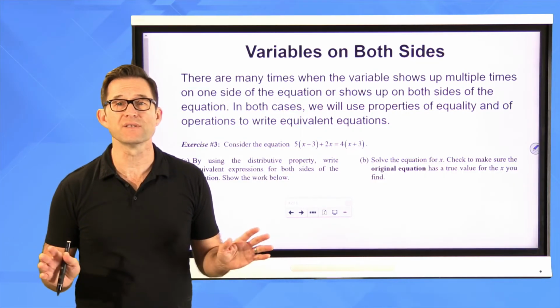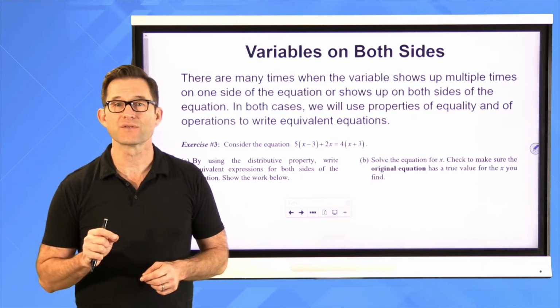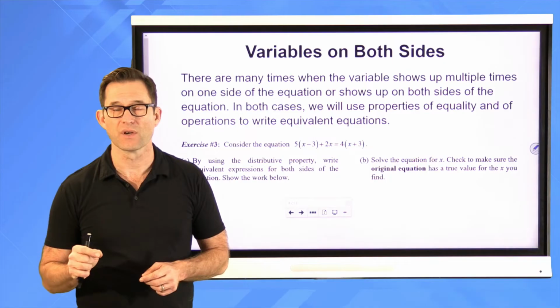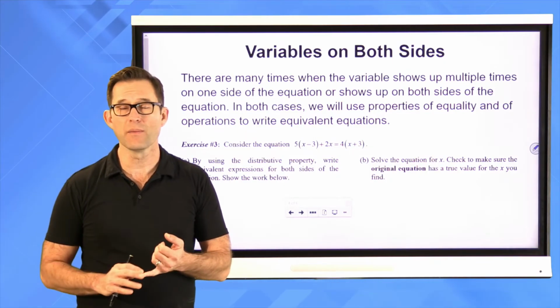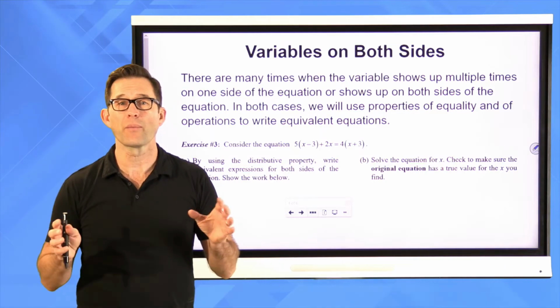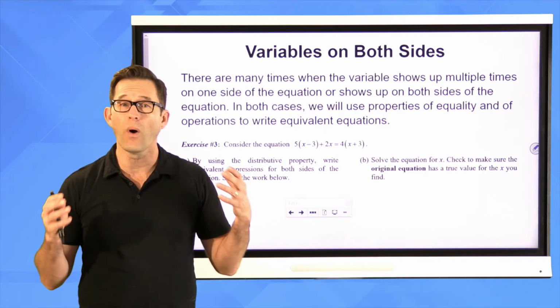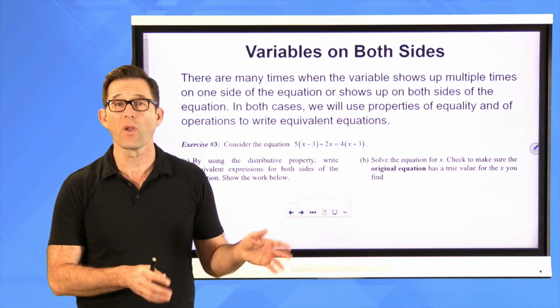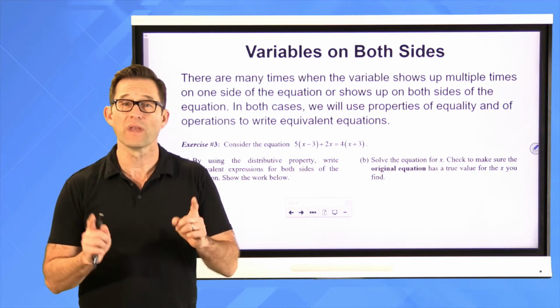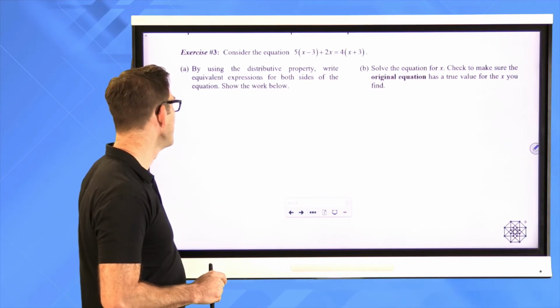In both cases, we will use properties of equality and operations to write equivalent equations, okay? We might use things like the distributive property, the associative property, the commutative property, along with properties of equality. We'll talk about those more in the next lesson, but we'll do all of that to basically get the variable on one side of the equation so we can then use inverses, all right? So let's kind of get into that in exercise number 3.